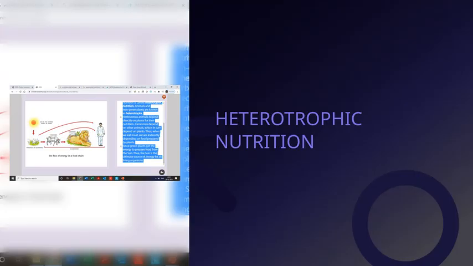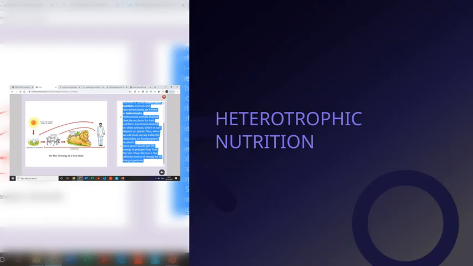Let's dive into heterotrophic nutrition. This is a type of nutrition where organisms cannot make their own food through photosynthesis or chemosynthesis. Instead, they rely on consuming other organisms or organic matter. It's a key concept because it highlights how different living beings obtain the energy and nutrients they need to survive.